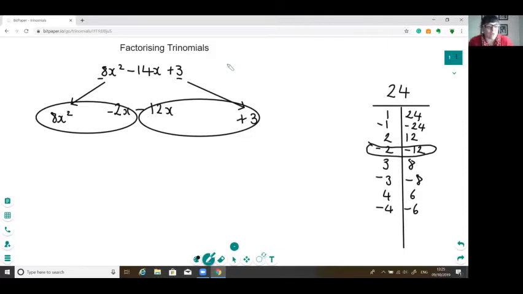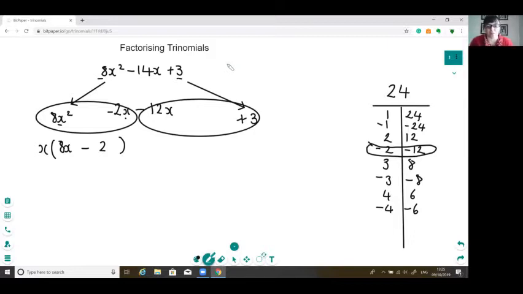Now, what do I have here that I can pull out in front of a bracket? What's in common here? I've got an x, so I can put the x out in front of the bracket, and that would leave me with 8x minus 2.